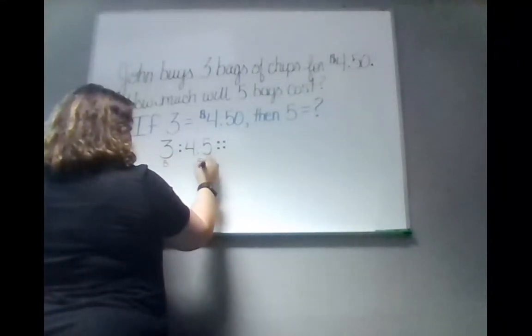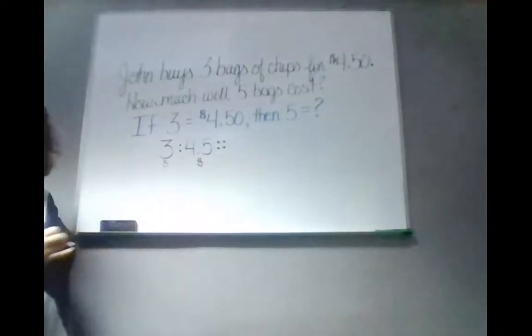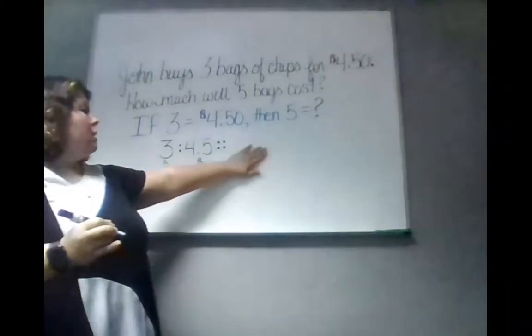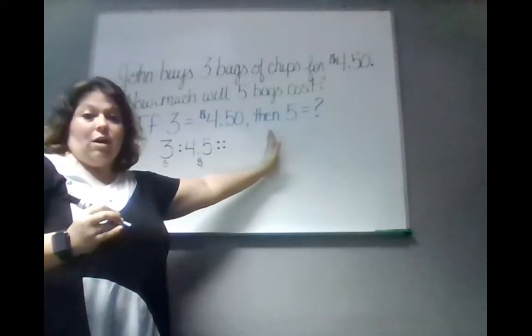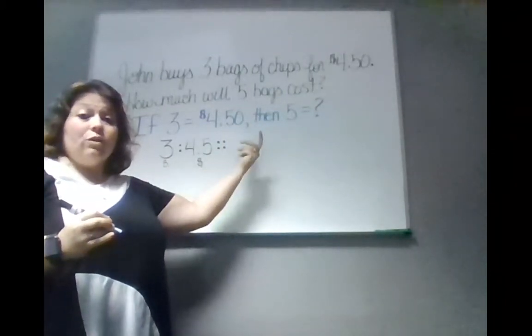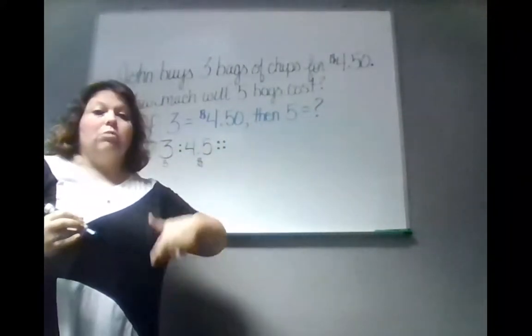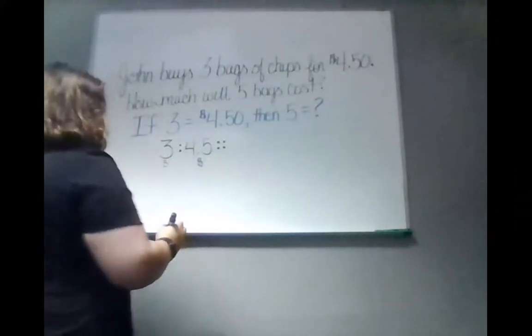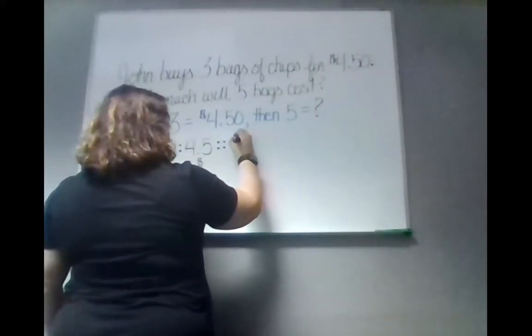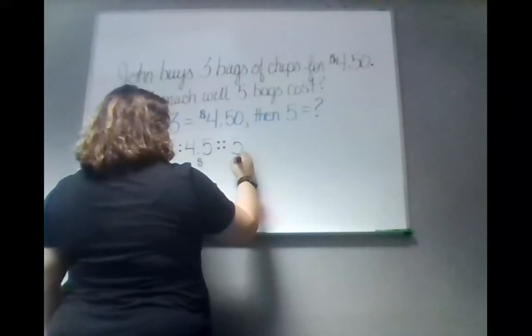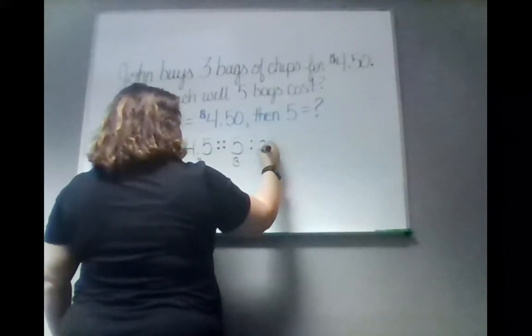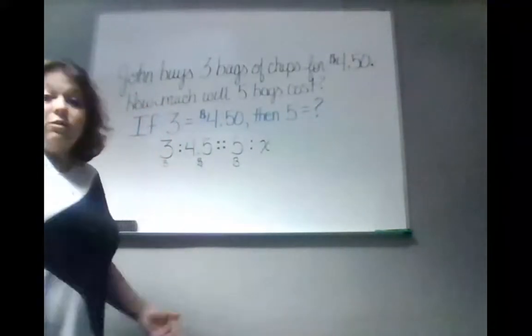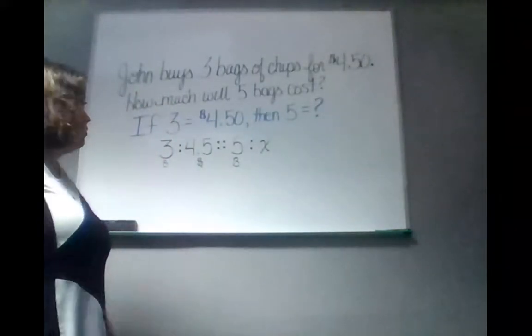And under the 4.5, I wrote a $ sign so I know that it's money. Because on this side, you want it to go in the same order. So you want bags, then money. If you do it in reverse, it's going to create a completely different problem with a completely different answer. So we want bags, which is 5, is to X, which is what our question mark is, because we don't know what it is. That's what we're trying to solve for.